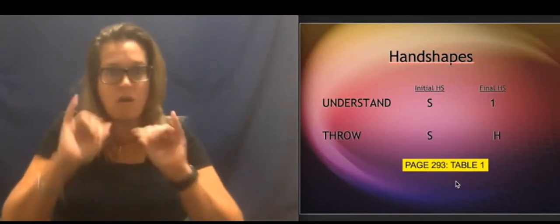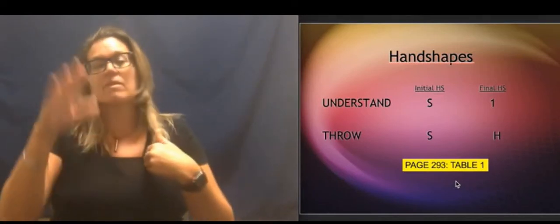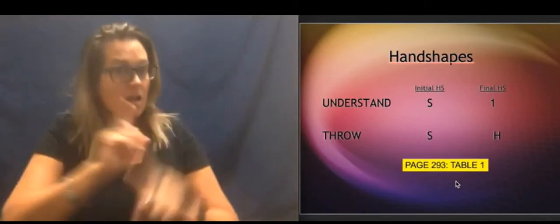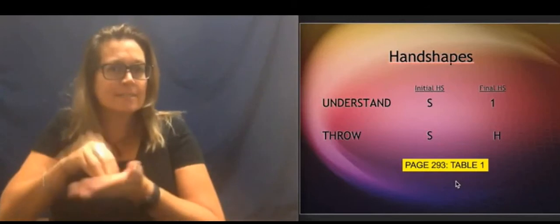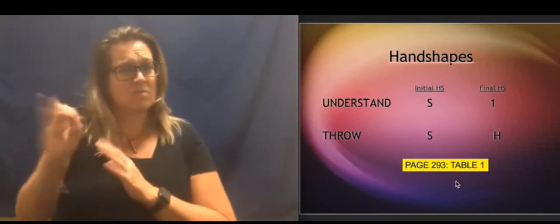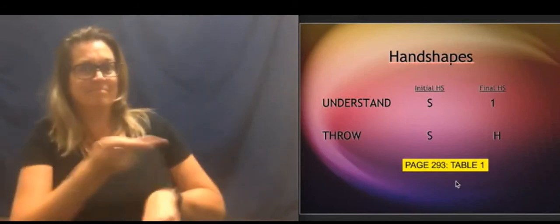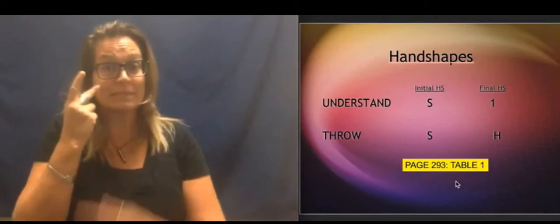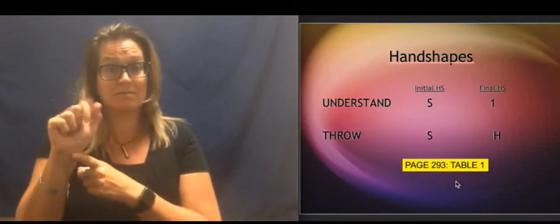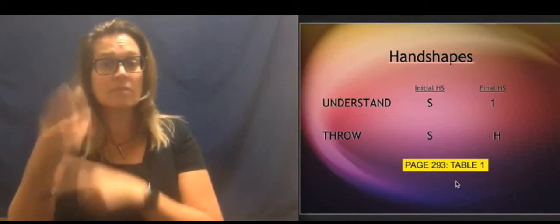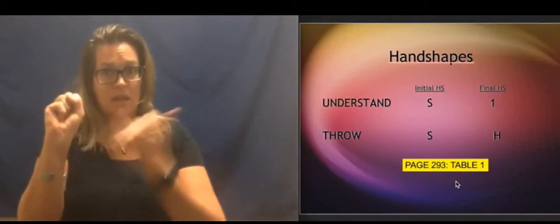So Liddell and Johnson researched signs and found that they had a lot of different components to them. And Stokoe would take this information and document it. And again, Stokoe did have his own thoughts, but he did see a lot and gain a lot from Liddell and Johnson. So here on the slide, you see the word understand, and there is an initial hand shape.